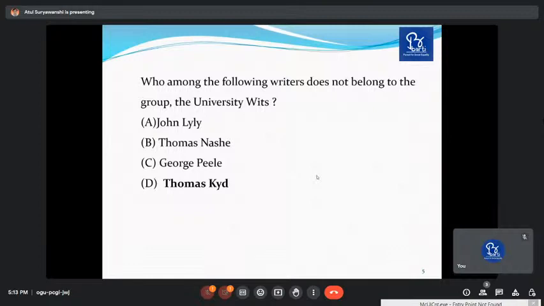So most of the time the question has been asked in the examination in a negative sense: who does not belong? Who is not there? Okay. So John Lyly, Thomas Nashe, and George Peele are university scholars. They belong to the group of the University Wits. But Thomas Kyd does not. So he is the odd one out.